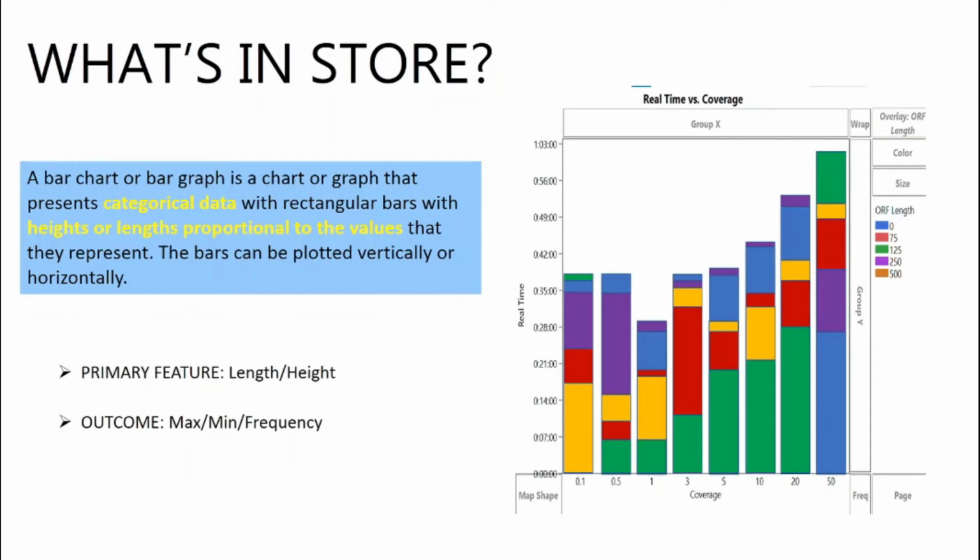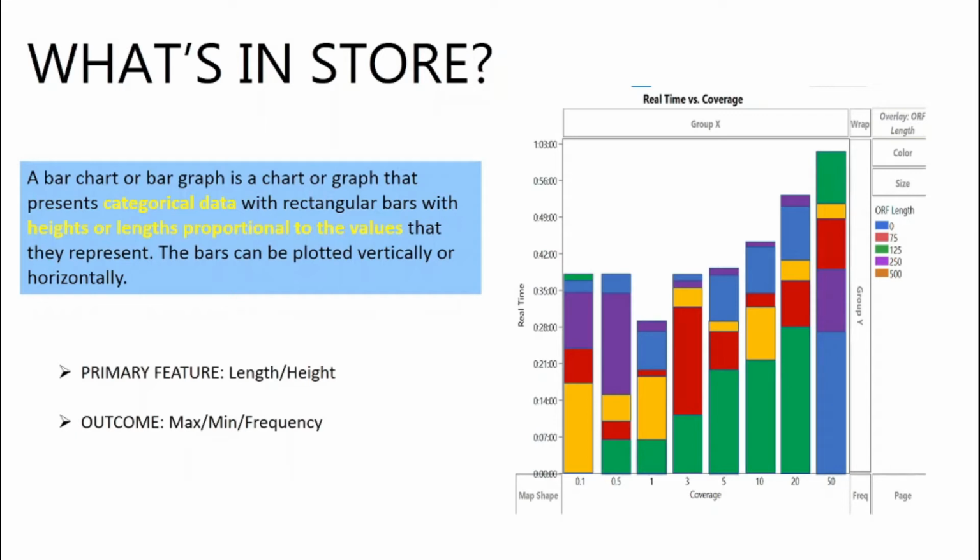Two main key factors to look for in this definition are categorical data and heights or lengths being proportional to the values. Bar graphs can be used to represent only categorical data, and the height or the length which the bar stands at is proportional to the value of that particular category or that particular feature.